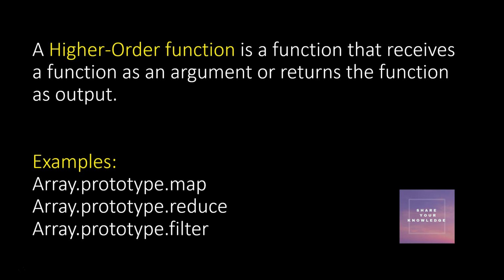And the examples, what are the built-in higher order functions? You would have heard of map, reduce and filter, which are available in array. All these are built-in higher order functions because they take in a function as an argument. The map actually takes in a function as an argument. Likewise, reduce also takes in a function as an argument. Filter also the same. So these are all built-in higher order functions.